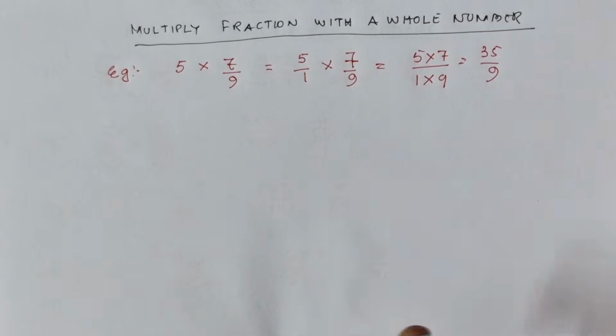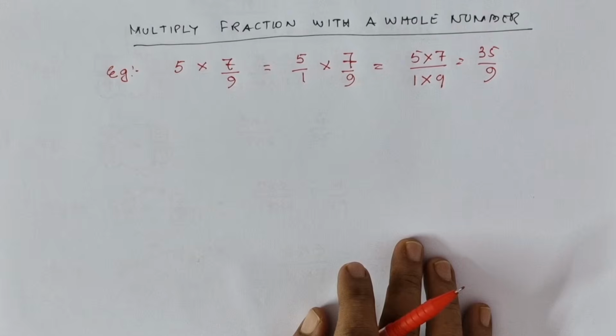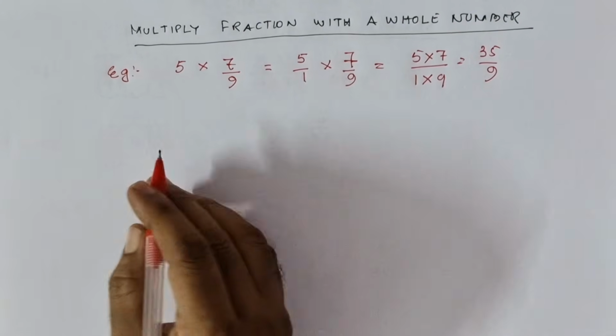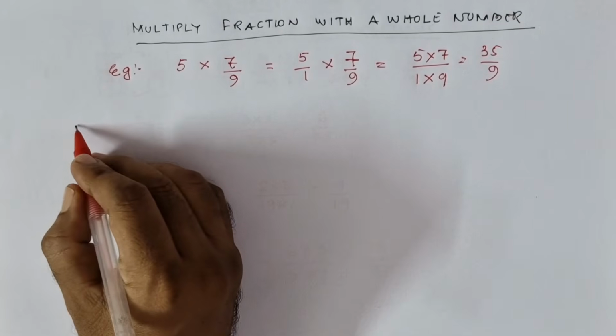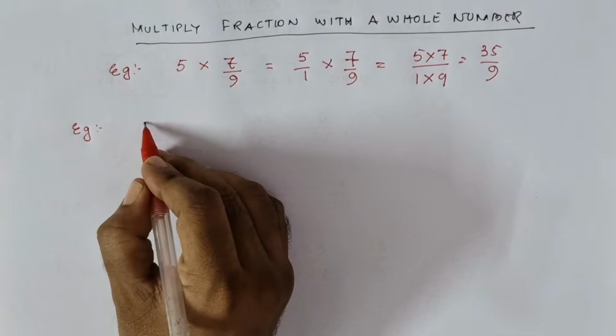So I have shown you a few tips. One tip is cross cancellation before multiplication of two fractions. Second is how to deal with a whole number. Then the third trick is if the result is an improper one. So let's take another example.